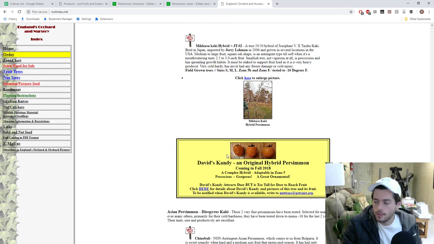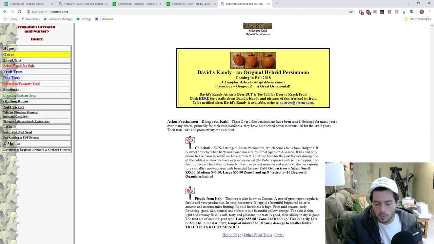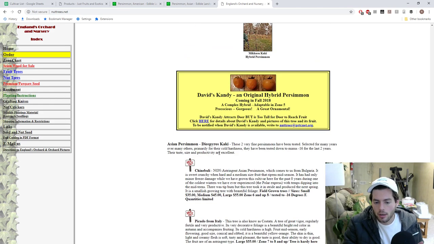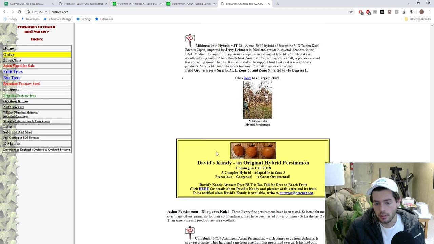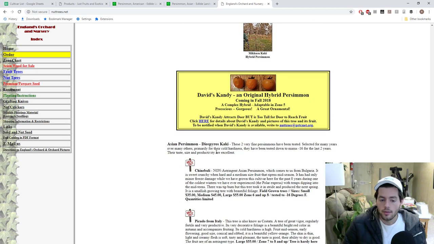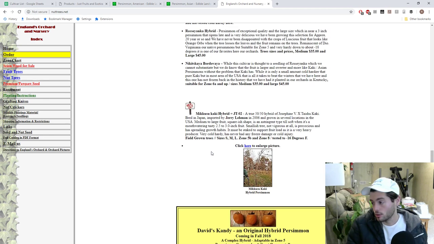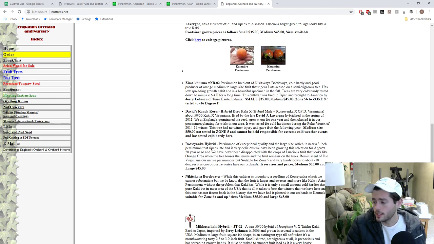I don't know if he's going to continue selling it or not, but the point is, there are a lot of these non-astringent Asian persimmons that are being bred and cultivated to become a really hardy, non-astringent Asian persimmon. I think that's really hard to find. The more astringent ones are less hard to find. A lot of them already exist, right?